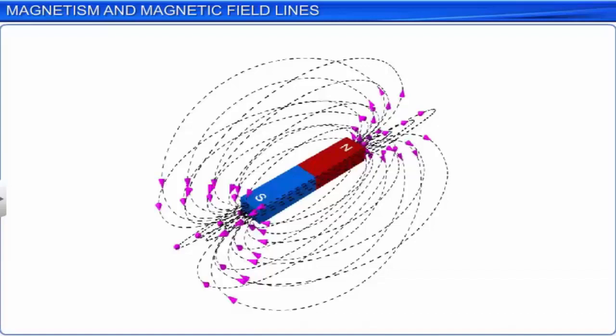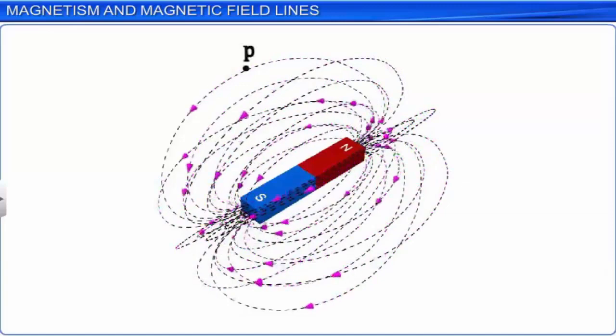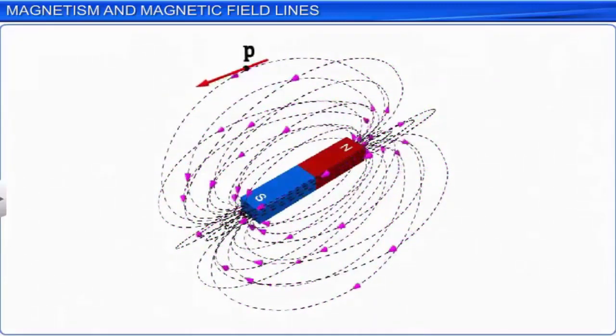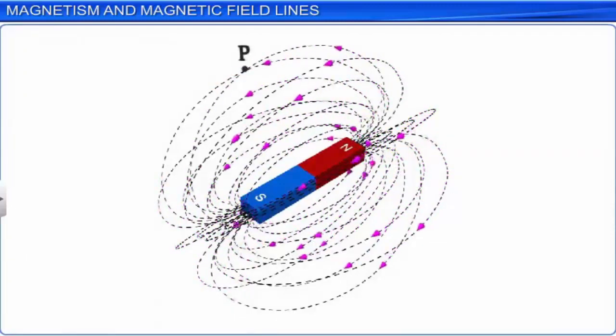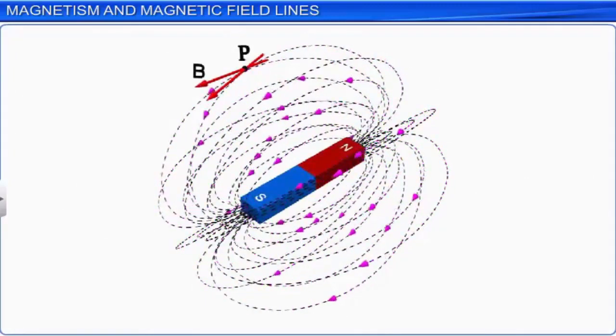The field lines give us a visual impression of the magnetic field. If we draw a tangent to a magnetic field line at a given point, it represents the direction of the resultant magnetic field at that point. The magnetic field lines never intersect each other, because the resultant magnetic field at a point has only one direction. If we assume that two magnetic field lines intersect at a point, then the resultant magnetic field at that point would have two different directions, which is not possible.